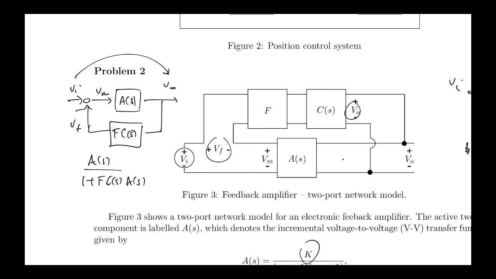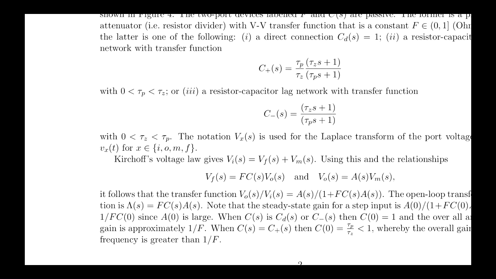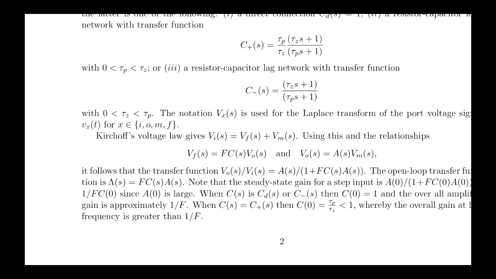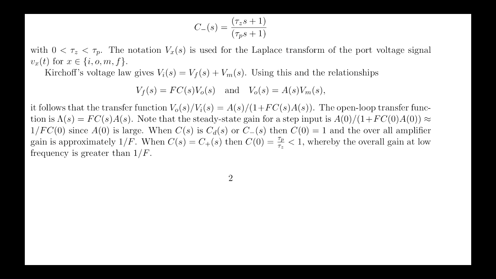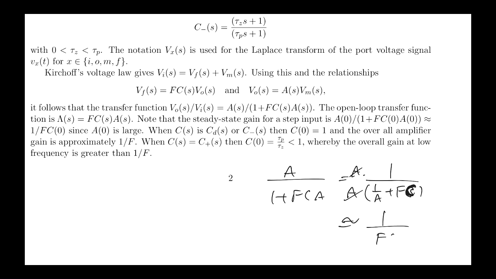All right? And by virtue of A having very large gain at low frequencies, the characteristic of the feedback amplifier gain at low frequencies is really determined by F, which is what's written here. Because we've got A on 1 plus FCA. Well, take the A out, take an A out here, we've got 1 on (1/A plus FC). So that goes with that. When A is very large, this is approximately 1 on FC, because that will be very small.